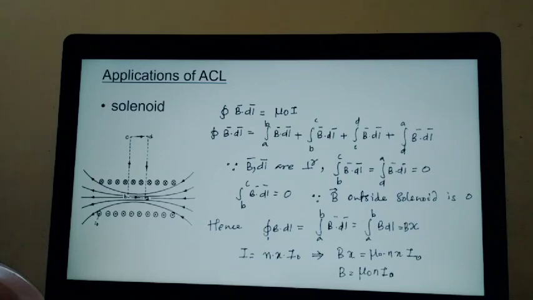So the integral from A to B of B dot dl will become Bx. And that is the left hand side. So the left hand side, the line integral of B dot dl, will become Bx.